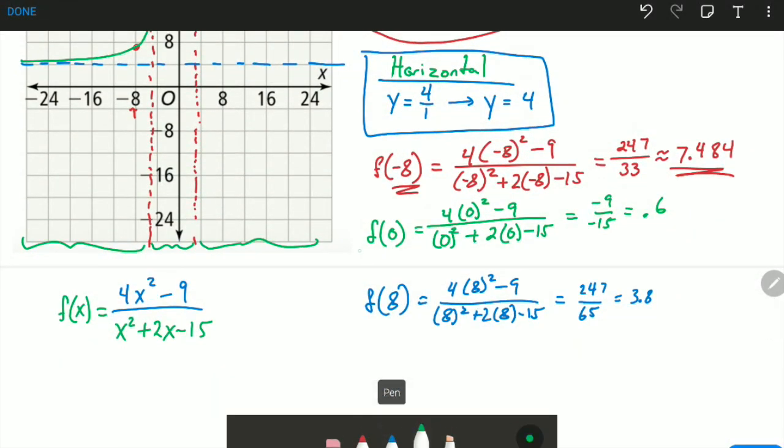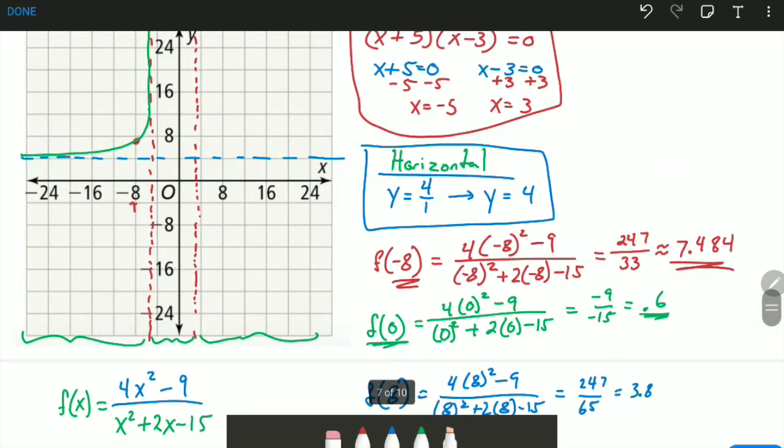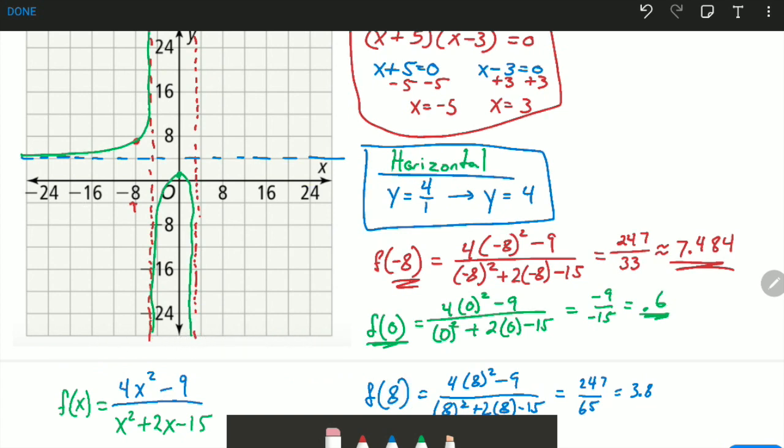The second point is at 0.6. So 0.6 is about, remember that this blue horizontal asymptote is at 4, so 0.6 would be probably about right there. So based on what I do have, I'm probably going to guess that it's going to hug the asymptote, curve in through this point, and then hug the asymptote on the other side. That may not be 100% accurate, but we'll check it in a minute and see. Make any adjustments that we have to.